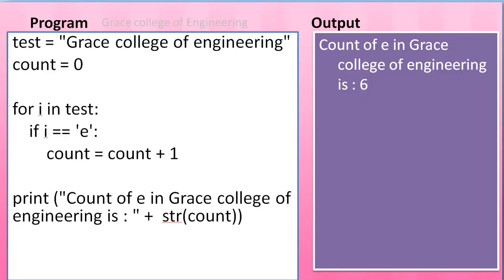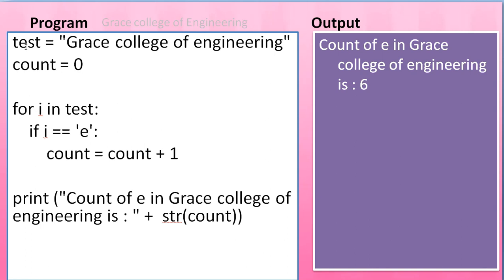Let's see the program. First, test is a variable. Inside the test, the string is stored. That is Grace College of Engineering. This is stored in the test variable. Then one more variable is created, that is count, which is equal to 0, which is initialized and assigned. Next, a for loop is used.